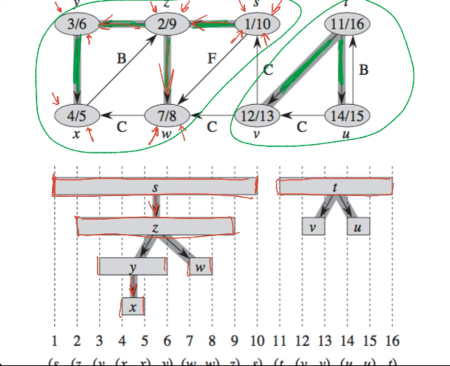Now there is a beautiful property of this visualization and of the start and finish times. Any start and finish time is either going to be completely disjoint from another start and finish time, or will be nested in some way. So Z is nested in S. W is nested in Z. Y is nested in Z. X is nested in Y. T is disjoint from S. So in other words, you're never going to see something like this. You'll never see that.